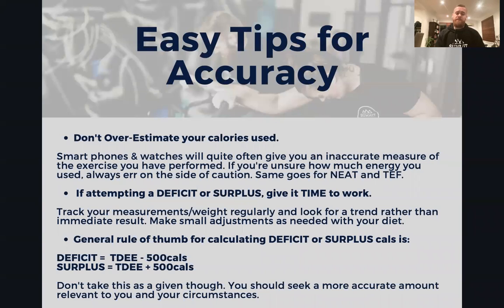But the general rule of thumb for calculating your deficit or your surplus, if you're looking at fat loss, I would be basing it roughly off your total daily energy expenditure minus 500 calories. Okay, if you're looking to be in a surplus where you want muscle gain, obviously you're training hard at the gym, then you're probably taking your energy expenditure and adding 500 calories to that. So deficit will take 500 off, surplus will add 500.